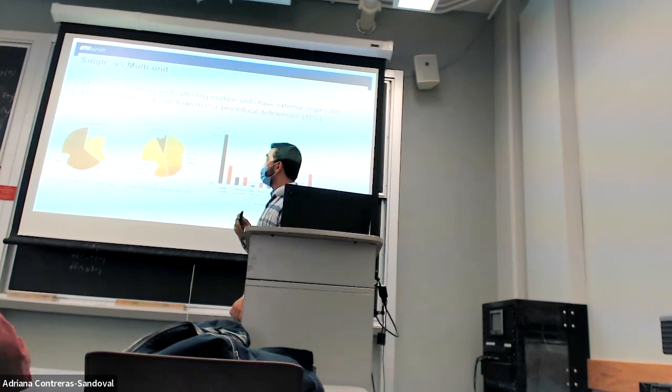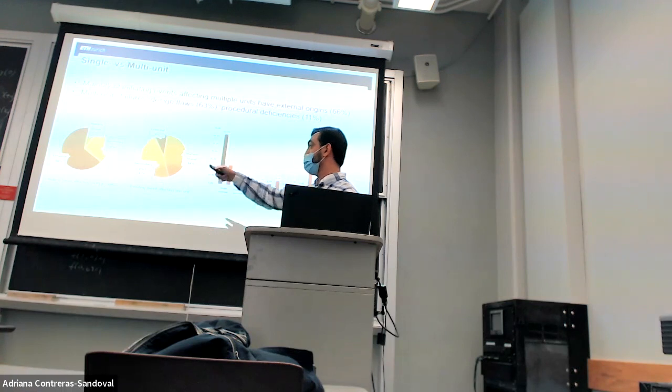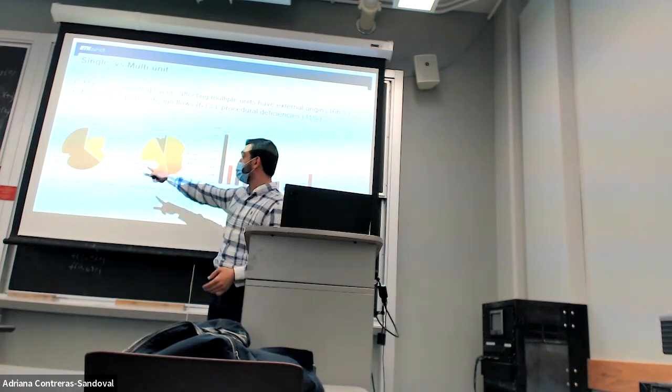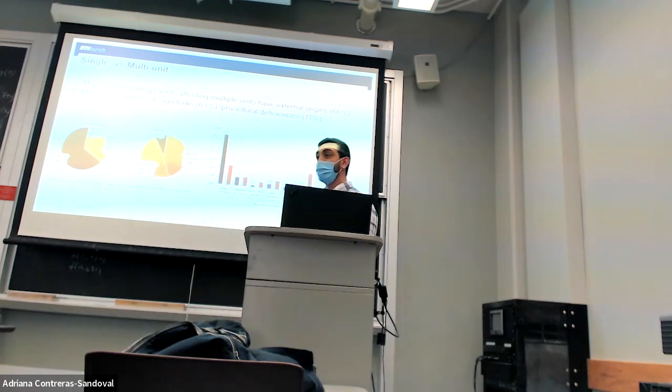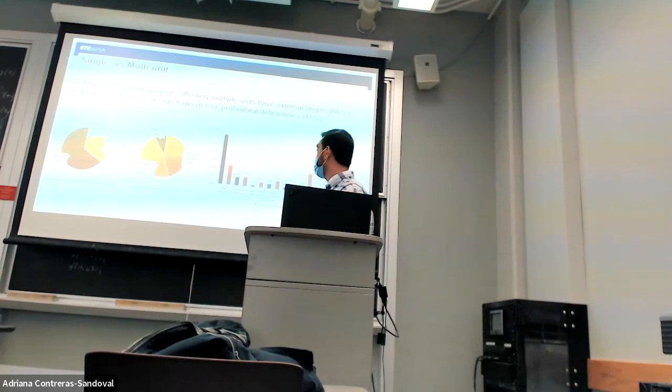So, single versus multi-unit events. Events that occur at multiple units are very likely to be triggered by external triggers, as you can see. 66% of the events happening at multi-units or causing multi-unit issues come from external origin. Unlike when the event is affecting a single unit, it's usually from a nuclear or secondary element. So you can limit that number.